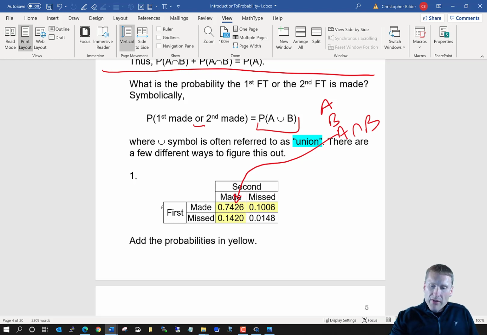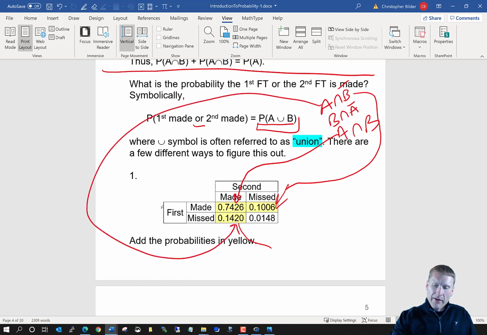And so the probability of A union B is equal to 0.7426 plus 0.1006 plus 0.1420. So perhaps I should have written it like this. That would make it a little bit more clear. There we go. So this would go down to here, and let's wrap this all the way around to there. And so that's what this expression is.